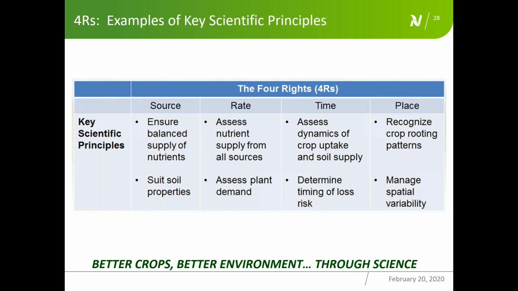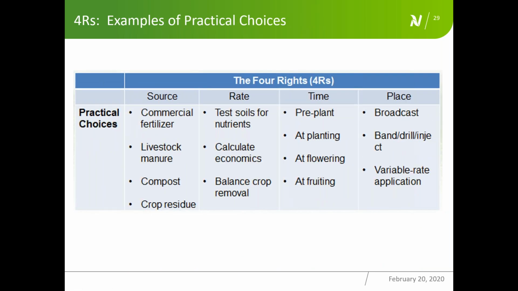There are some key scientific principles that are behind this: ensuring balanced nutrient supply, assessing all our different sources of nutrients from soil to potentially irrigation water, organic amendments that may have been applied, placing nitrogen in the root system according to the type of crop that we have, and timing it to meet crop demand.